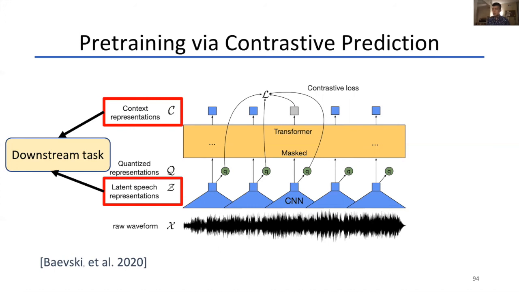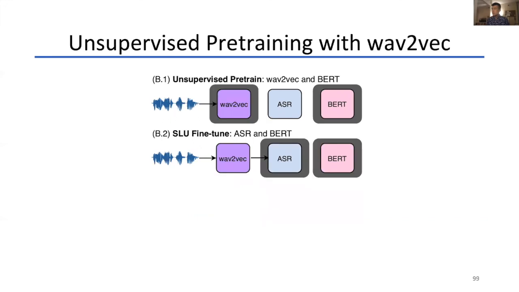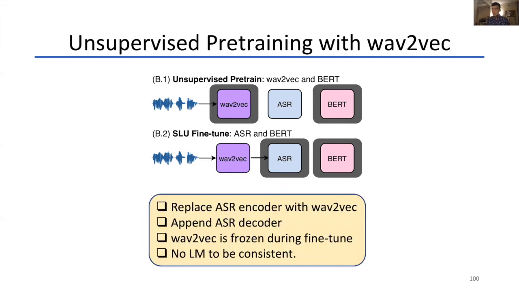So in the previous setting, we have two pre-training steps. Our BERT is unsupervised pre-trained, and our ASR is supervised pre-trained on LibriSpeech. And then they are jointly fine-tuned on the SLU datasets. But now we only have unsupervised pre-training, which is the Wave2Vec and BERT. During the SLU fine-tuning, we freeze the Wave2Vec, extract the Wave2Vec features, and train an ASR decoder with BERT jointly. And in this case, we do not need additional transcribed speech in this setting.